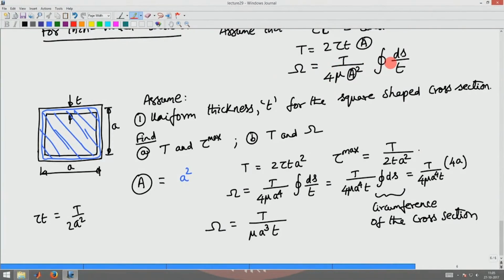We saw that the torque is given by 2 times the shear stress times the thickness times the enclosed area of the cross section, and the angle of twist per unit length we also found to be given by this expression in here. Okay.